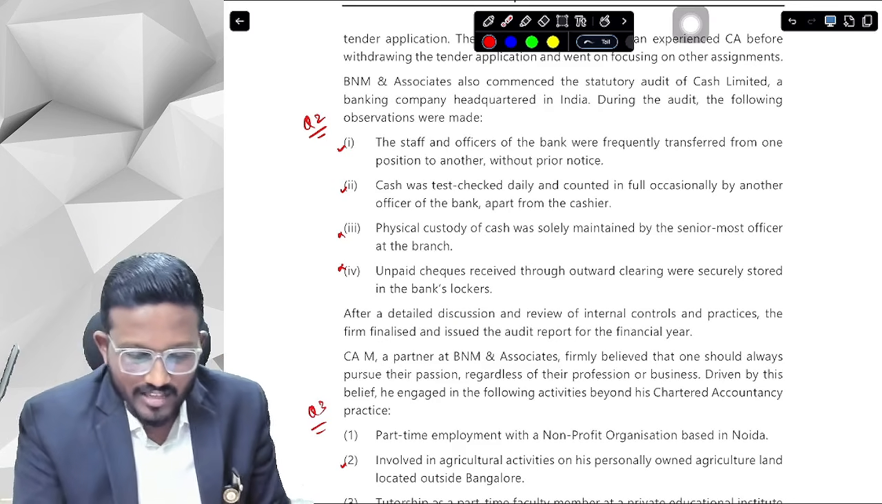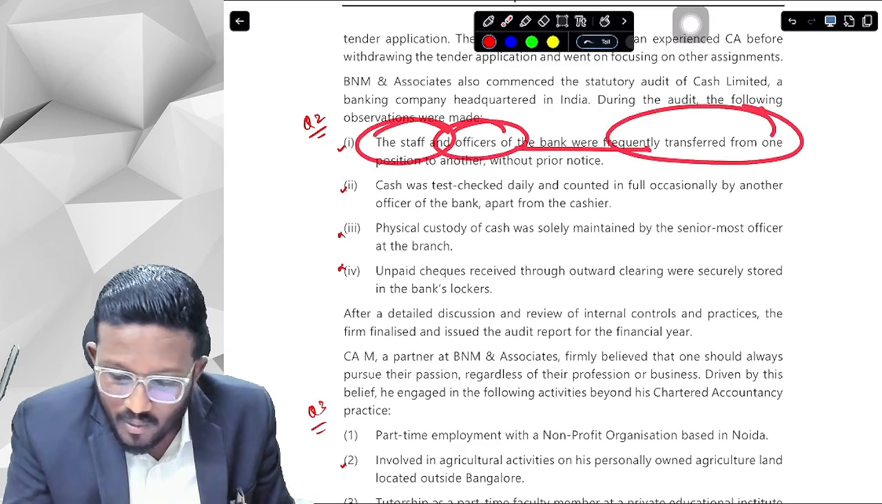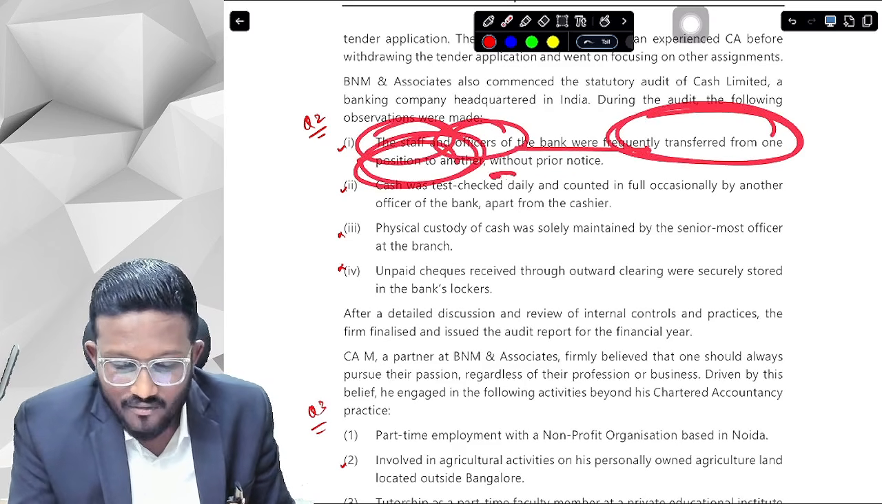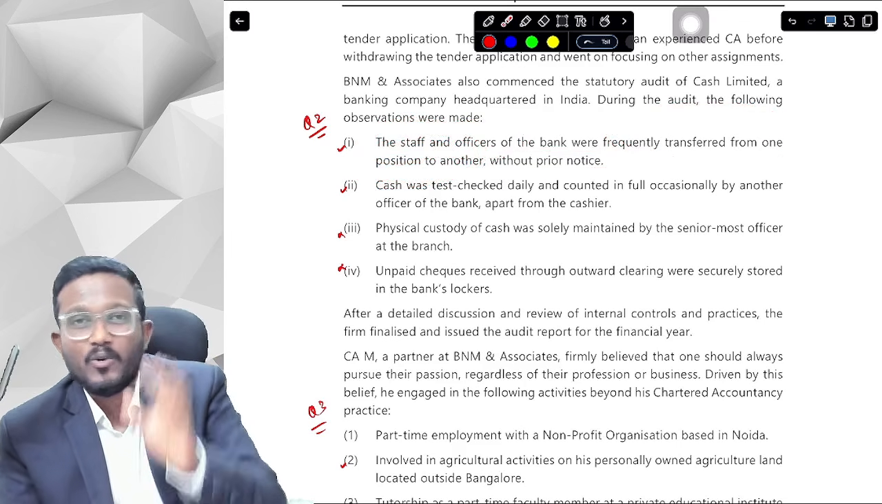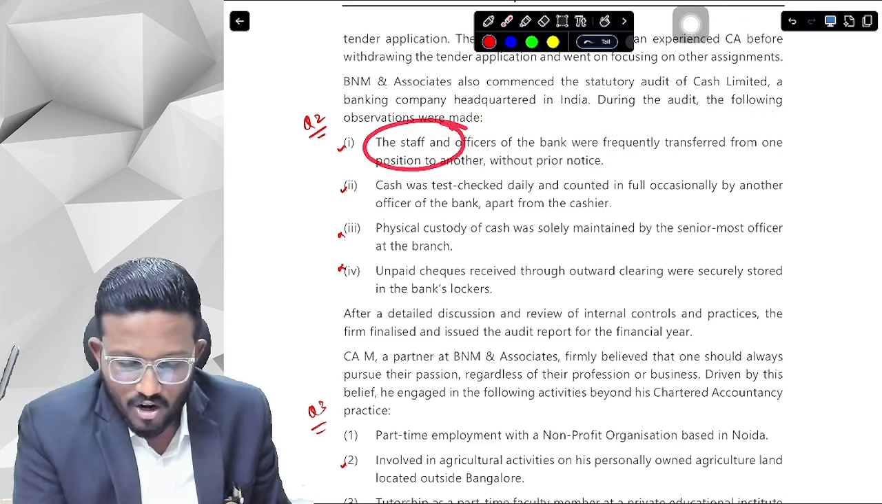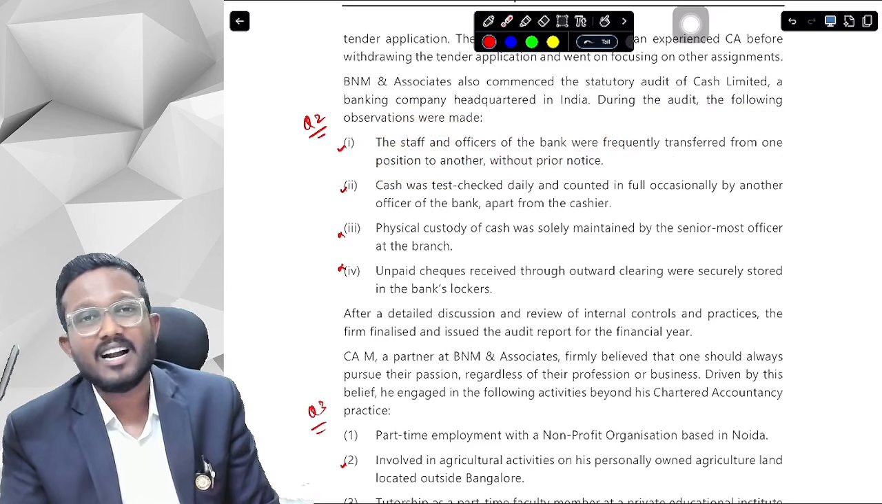So first, there were staff and officers of the bank who were frequently transferred from one position to another without prior notice. This is a control failure of the bank. Okay? You cannot transfer frequently your staff and officers of the bank without any prior notice. This is a control failure.